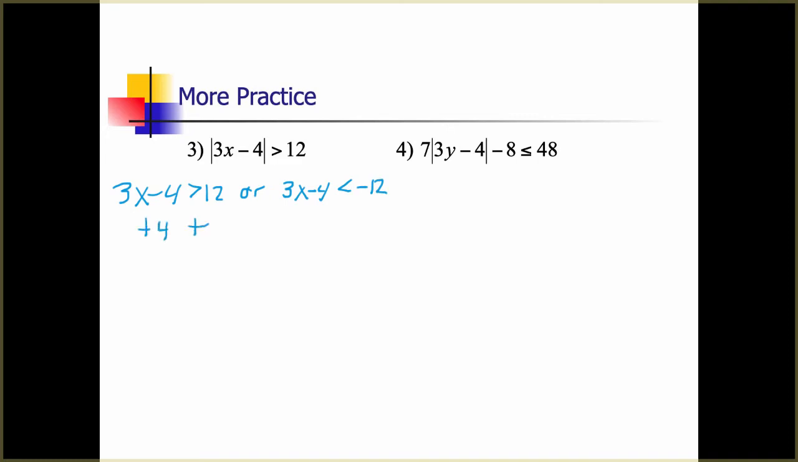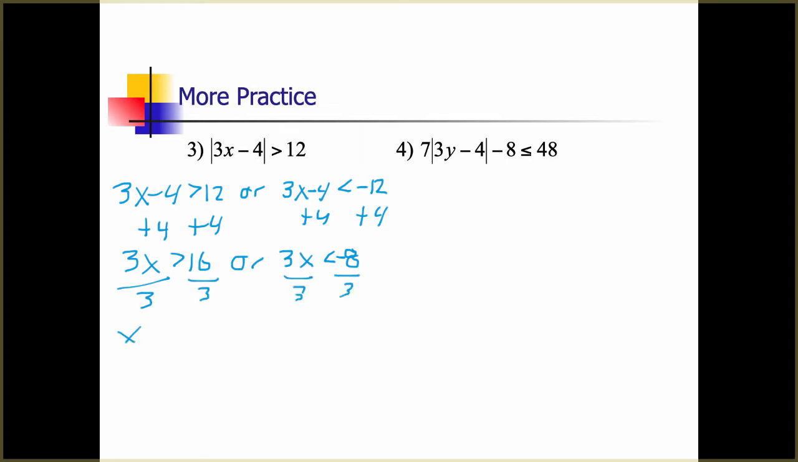We're going to add 4, and I do that to all of it right away. Multiple solvings at the same time. 3x is greater than 16, or 3x is less than negative 8. Divide by 3. We're doing two different inequalities at the same time. We have x is greater than 16/3, or x is less than negative 8/3.